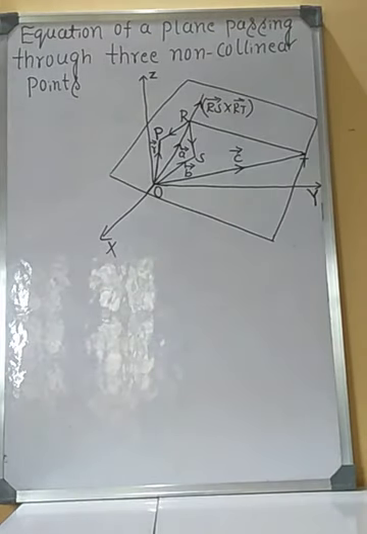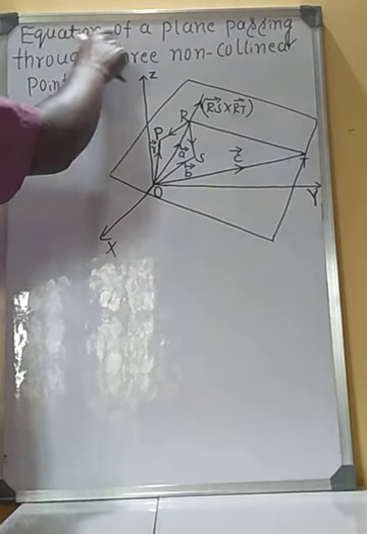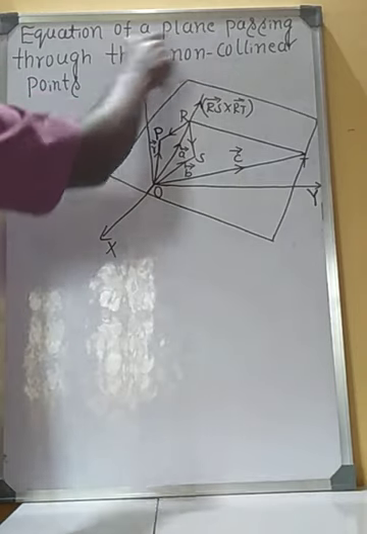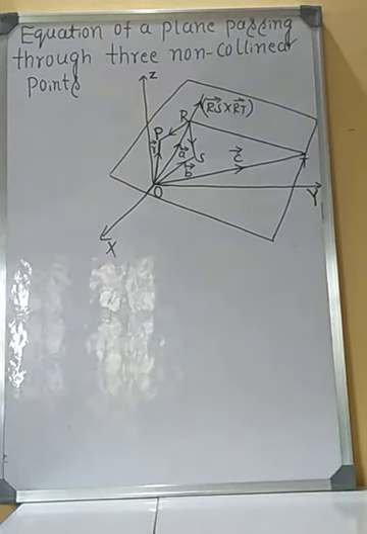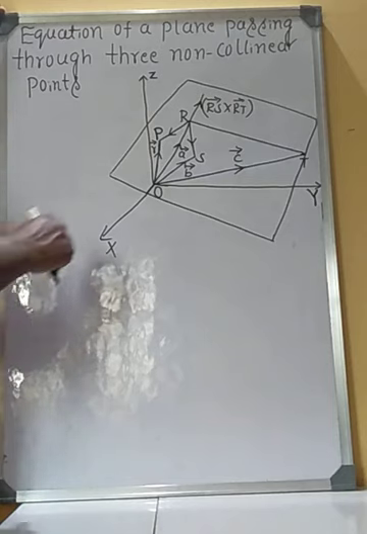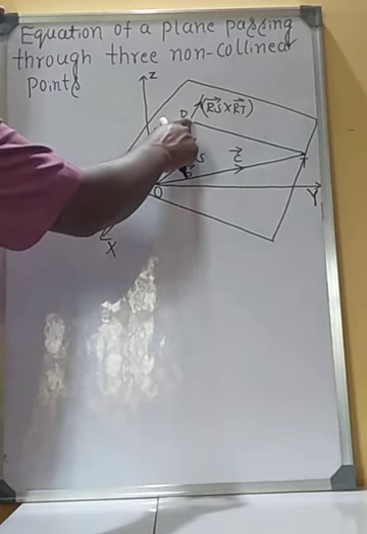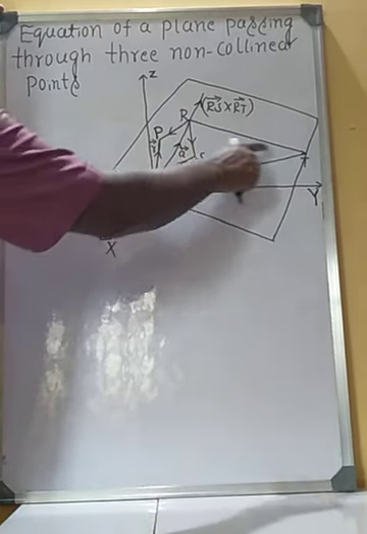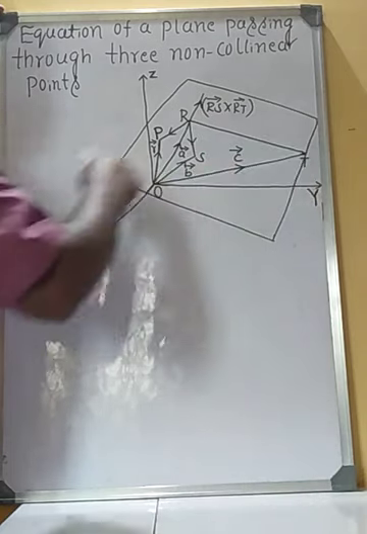Friends, in today's class we shall discuss the equation of a plane passing through three non-collinear points. What is the equation of a plane that is passing through three non-collinear points? Here in this figure, the points R, S and T are these three non-collinear points.